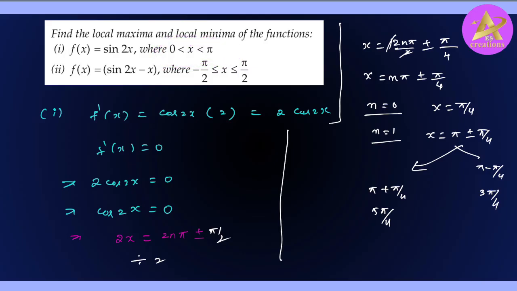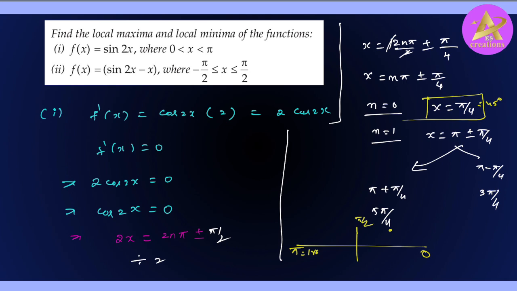The interval is 0 to π. Here is 0, this is π by 2, and this is π, 180 degrees. Now we have to check whether these points lie between 0 and π or not. Suppose we take π by 4, which is 45 degrees. π by 4, nothing but 45 degrees, is in between 0 and π, which is 180 degrees. Fine, we got one x value.